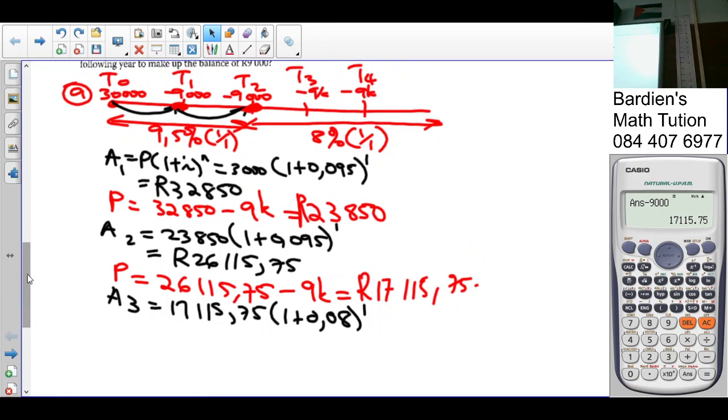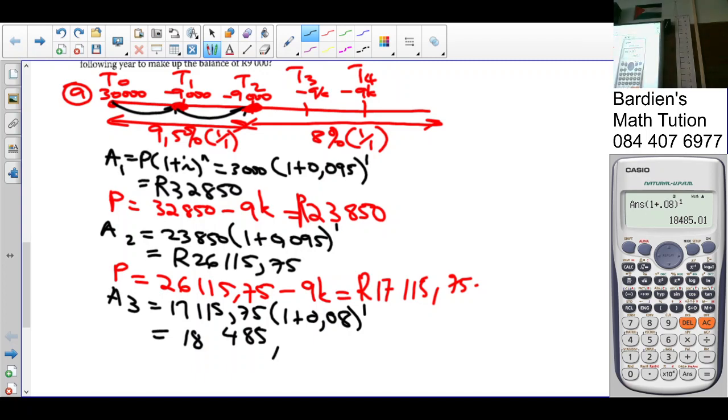So it's the answer into 1 plus 0,08 to the exponent 1. That gives you 18,000. Okay, did I make a mistake? Okay, you all agree with that?